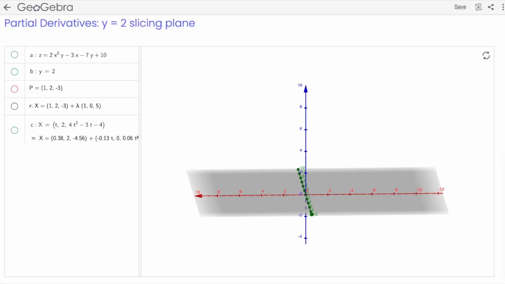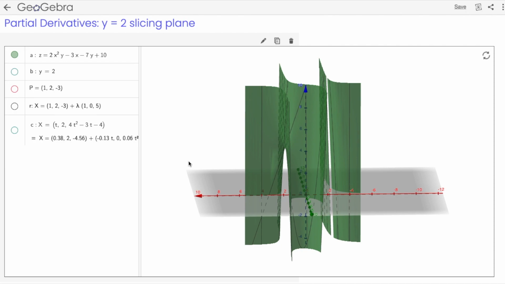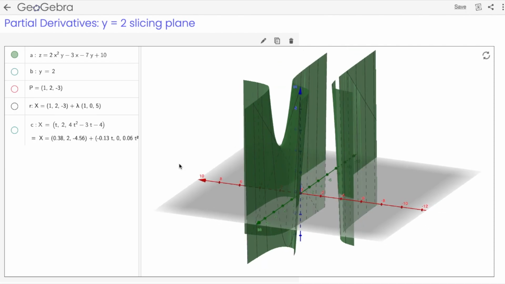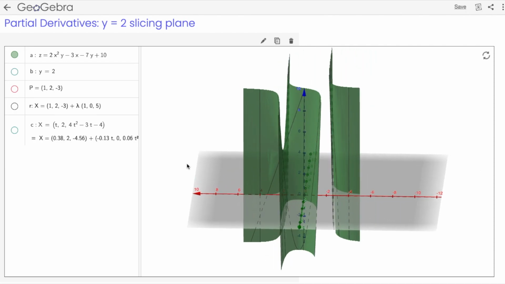So here we are in GeoGebra, and I've already preloaded all of our equations into here. The original surface was here: z equals 2x squared times y minus 3x minus 7y plus 10. I'm going to turn the surface on. It's a little weird looking, right? It's kind of busy. It's hard to really see what's going on here.